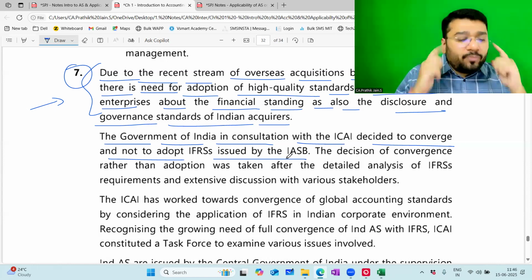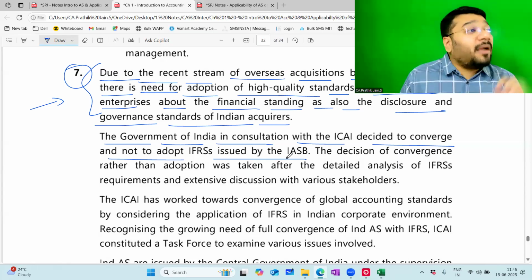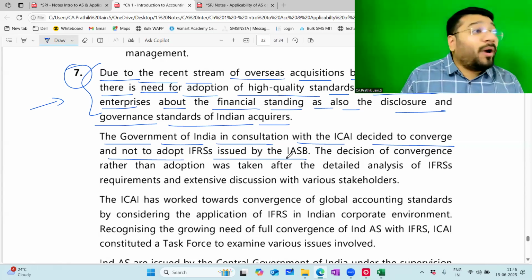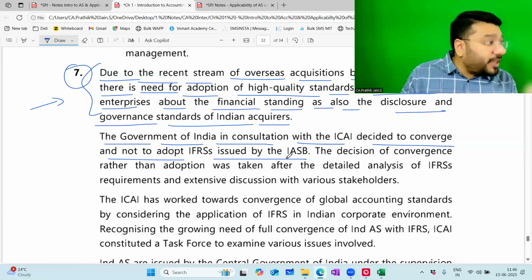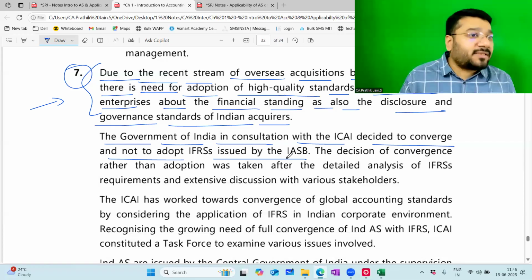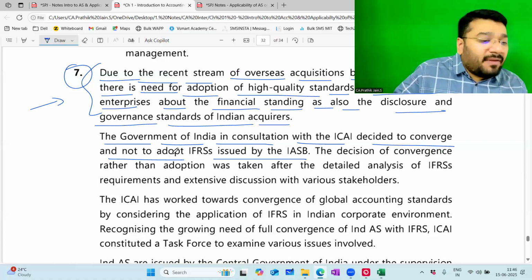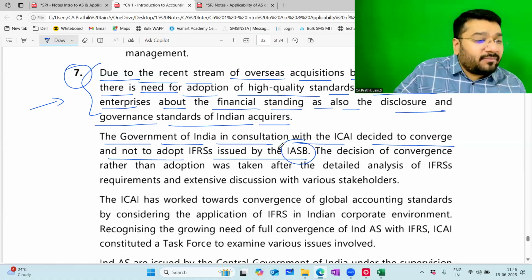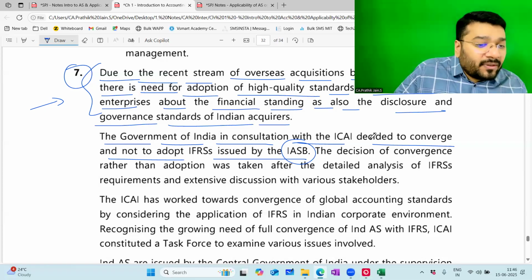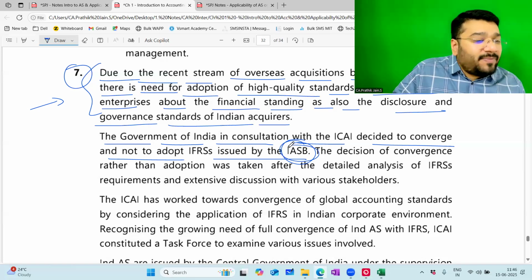So now the study group of ASB, what will they do? They'll first completely understand IFRS. What IFRS is saying, whether we can adopt that as it is or whether we can change or modify points here and there, they will try to assess. And then they will issue the accounting standard. The Government of India, in consultation with ICAI, decided to converge and not adopt IFRS issued by IASB. So here, Ind AS is issued by ASB.